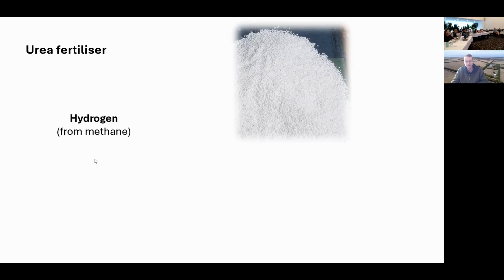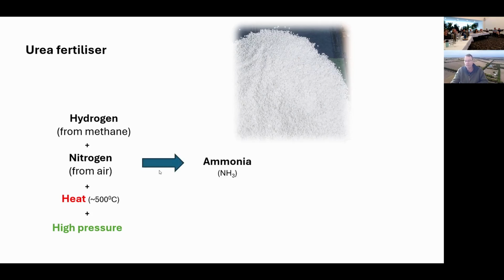So we make urea from a combination of hydrogen and nitrogen. We get nitrogen from the air, N2, 78% of the atmosphere is nitrogen. And we combine that with hydrogen. That hydrogen at the moment is coming from methane, which is one of the reasons why we get pinged for it, because we're using methane as part of it. It also requires heat, about 500 degrees Celsius, and high pressure to combine those together. So lots of energy being used here, as well as the products we use.